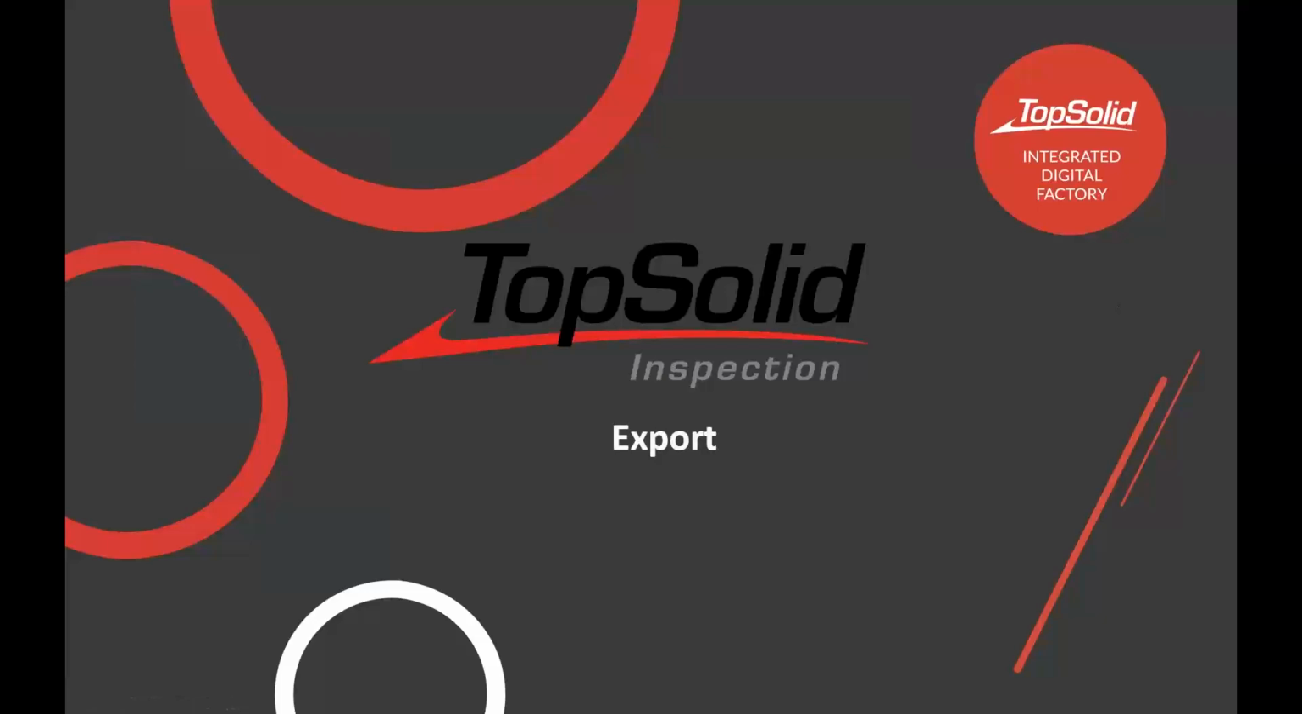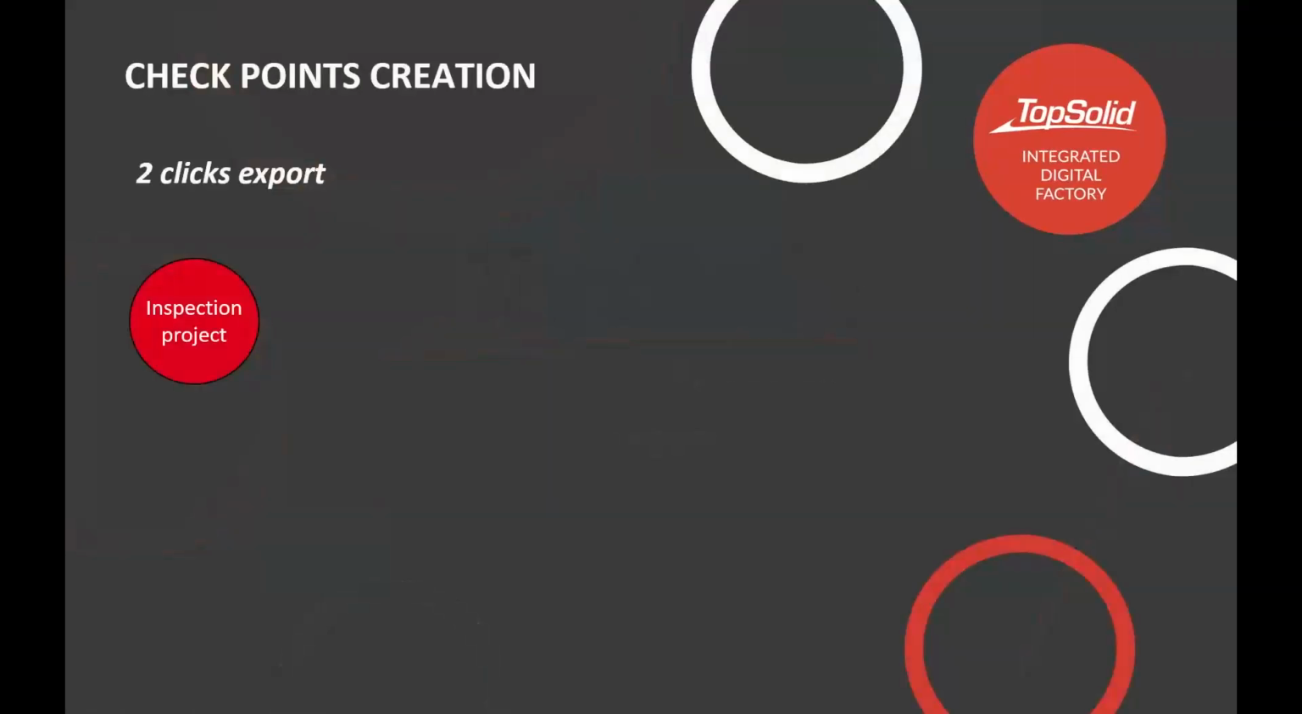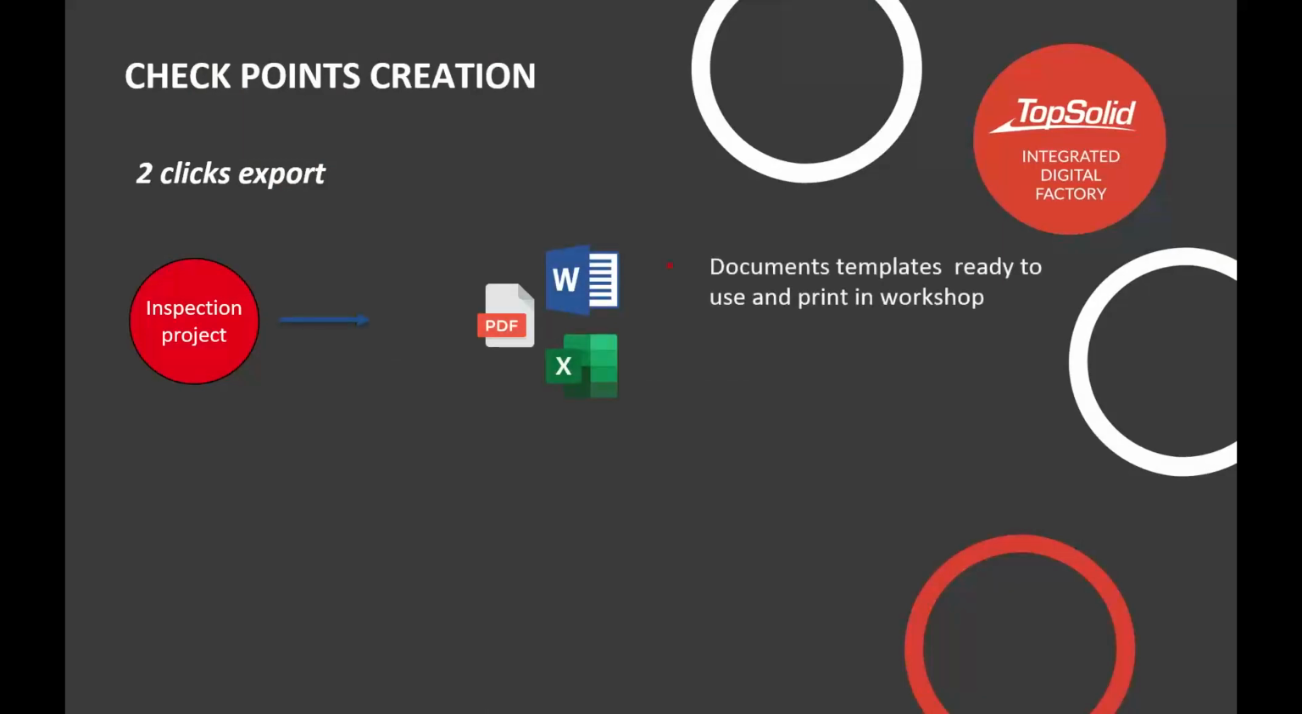Next, let's talk about exporting. So when you export, 2 clicks to export, nice and simple. Again, you export to PDF, Word, Excel, whatever. From there, the document template's ready to use, print to the workshop, off you go. That's solution 1. This is the way a lot of companies work today.